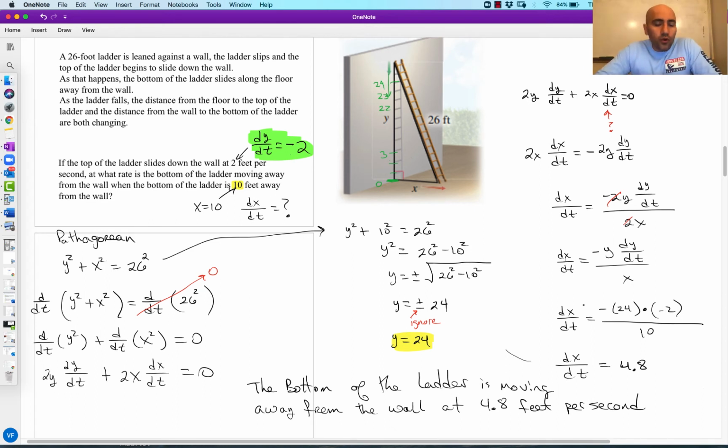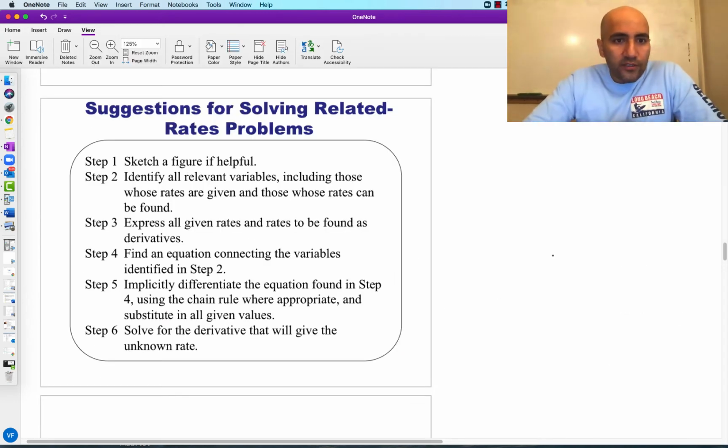Okay, so no two problems are identical. That's what makes this section really, really tough. However, there are a lot of similarities. So let's take a look at a general plan of attack that can help you with the questions in this section. Okay, read your question.